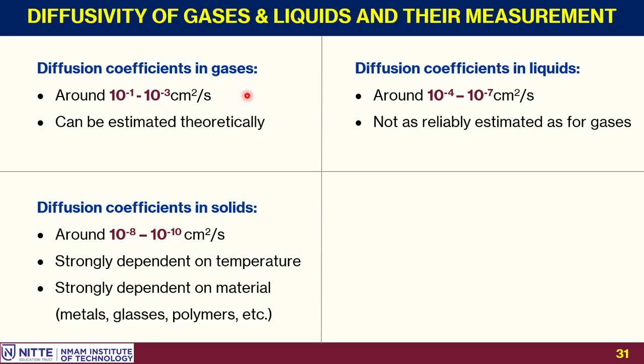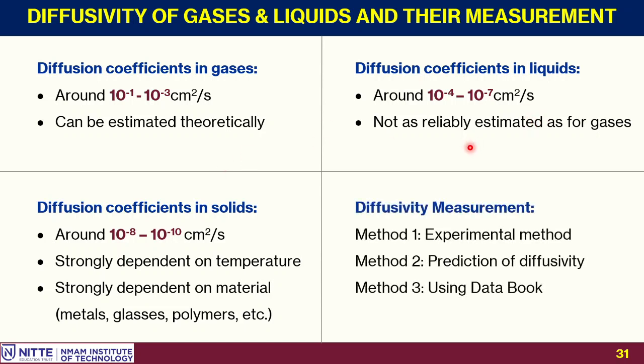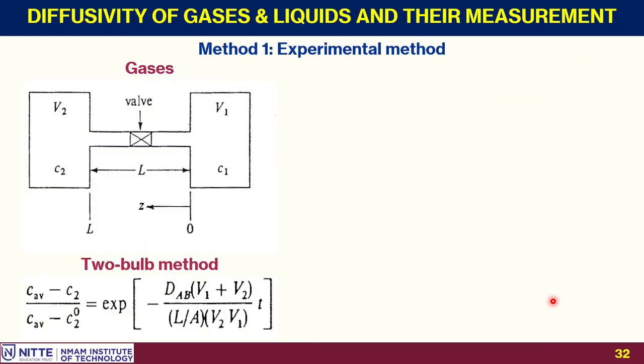The coefficients of gases and liquids can be estimated theoretically, okay, practically as well as theoretically. So we have three different ways to determine the diffusivity. You can measure it experimentally, you can predict it using some equation, or you can make use of a data book.